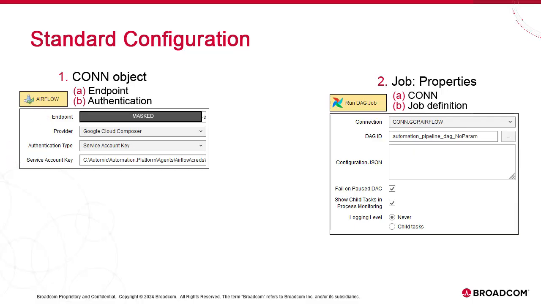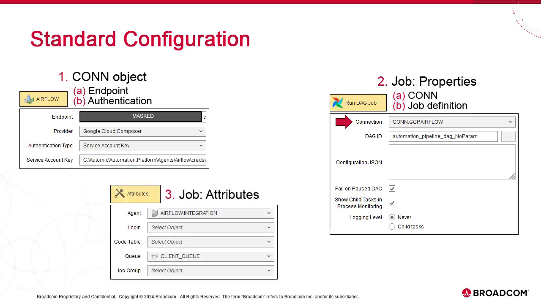A new job created from one of the templates should use the connection object to connect to the cloud app, and the agent in the attributes page to bridge communications with AE. Finally, you define the properties of the job.